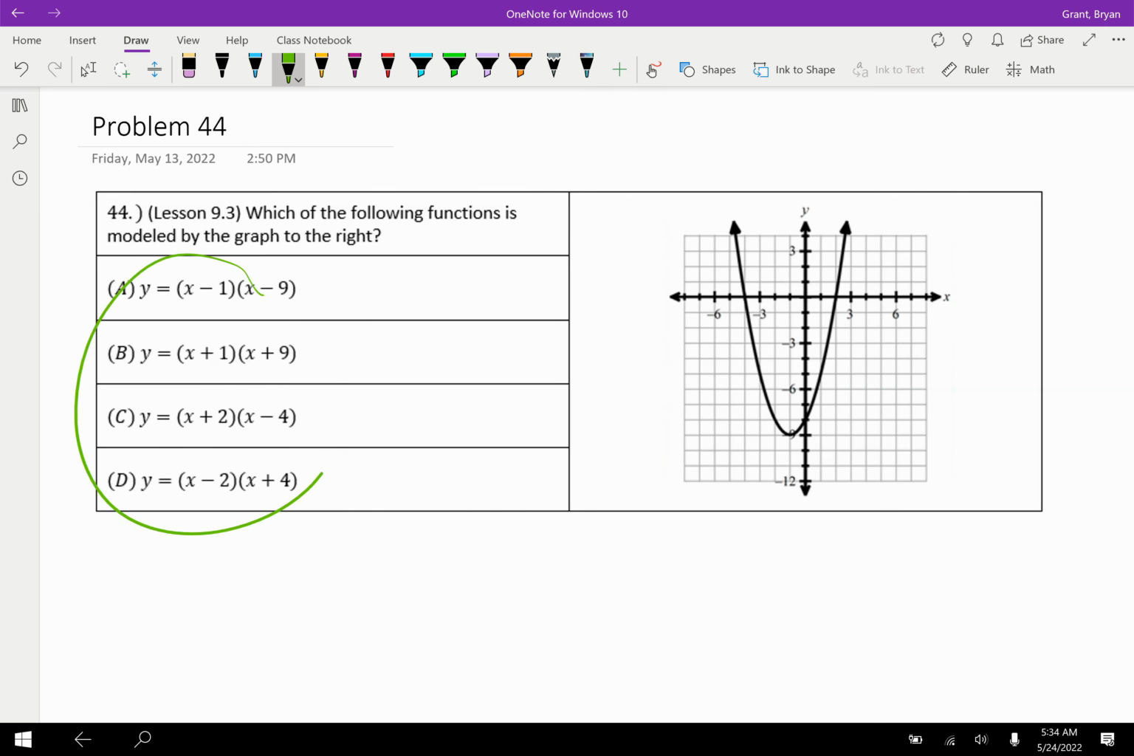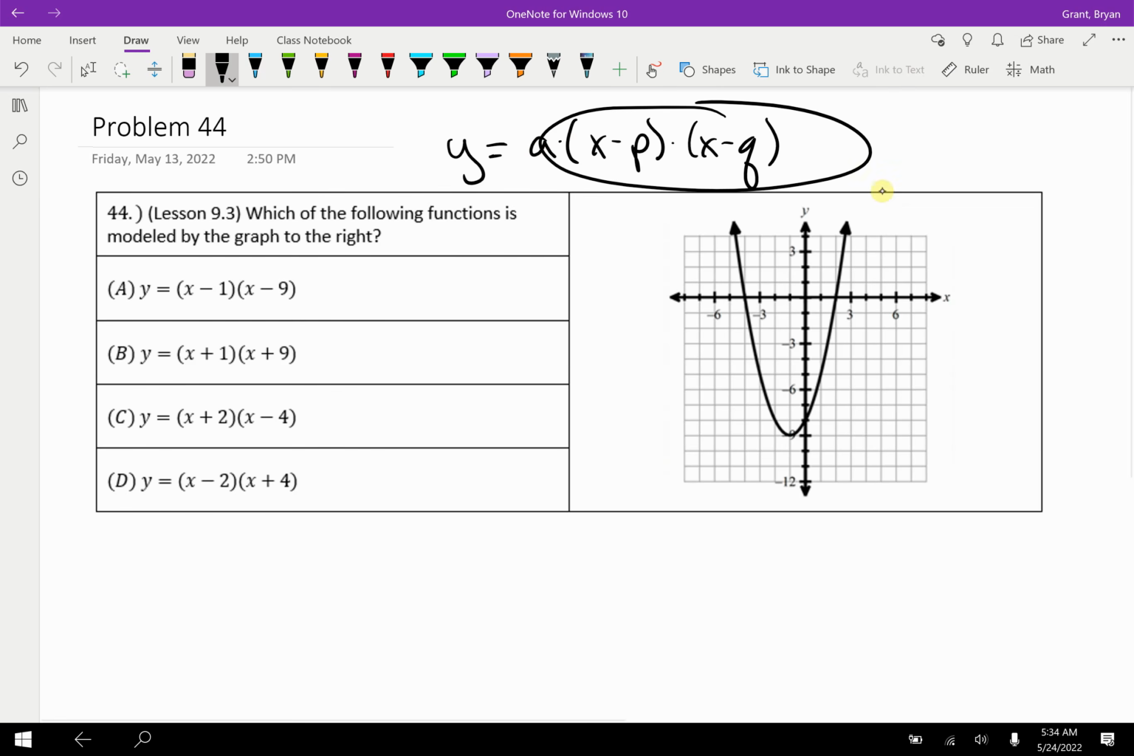I'm going to start with each of the equations, though, and just work through and remind you of how to work with intercept form. These equations are all modeling a times x minus p times x minus q, where a, of course, is going to control the steepness of our graph and can give us 2 points from the vertex, and these two are going to really help us quickly find the x-intercepts.